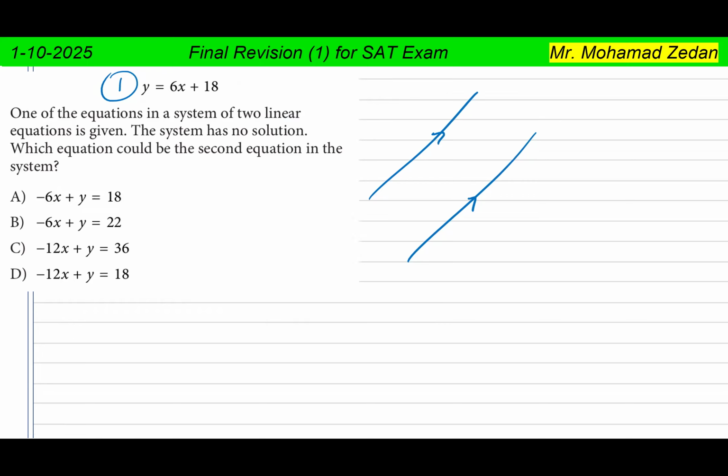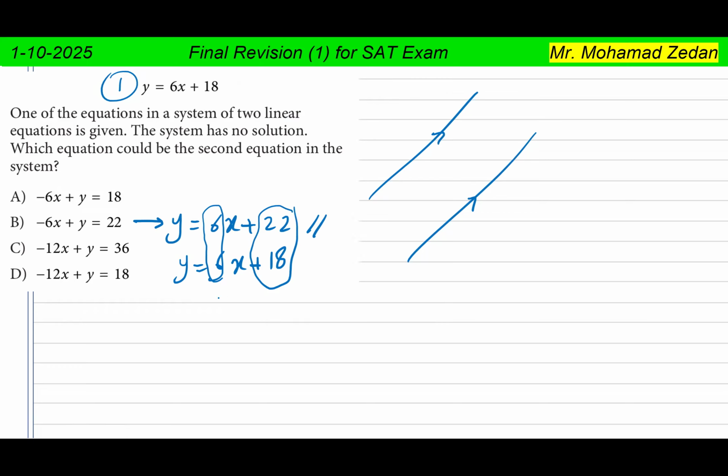B. Yes, sure. The line B can be written in the form y equals 6x plus 22, and this line is actually parallel to the first line y equals 6x plus 18, since the slopes are equal and the y-intercepts are different. Be careful.